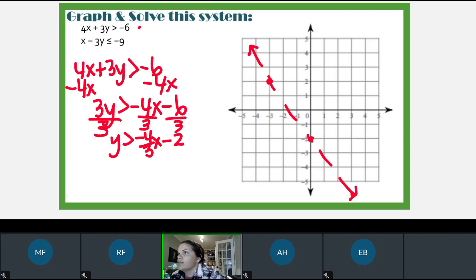And then I'm going to go ahead and do my test point, which is 0, 0. So I'm going to do 4 times 0 plus 3 times 0 is greater than -6. So is 0 greater than -6? Yes, it is. So I'm going to shade the side of this red line that contains 0, 0. 0, 0 is right here. So I'm going to shade everything over here.